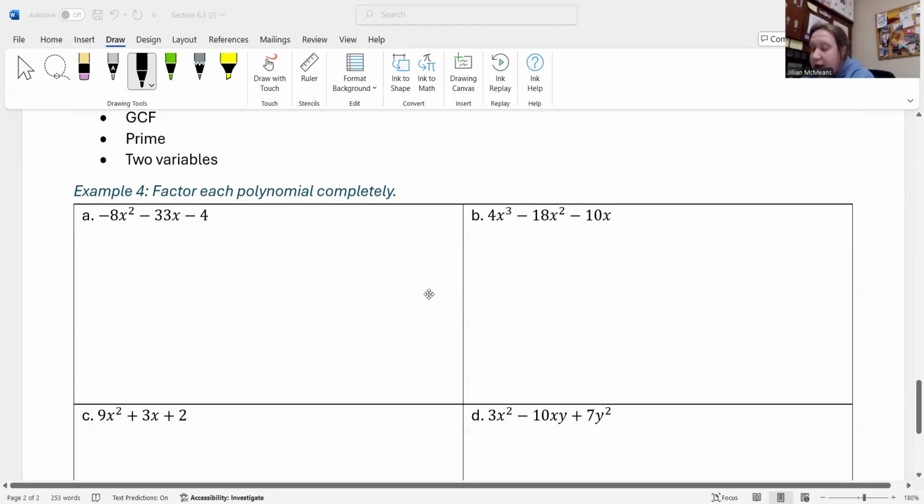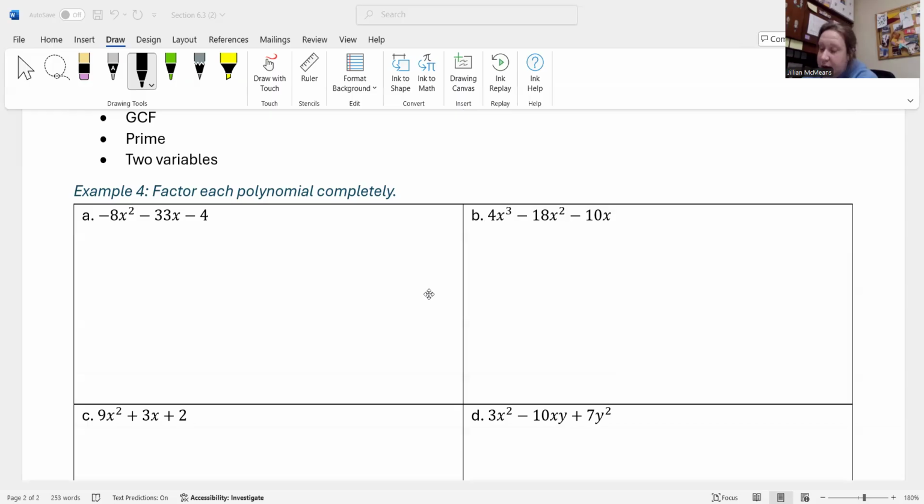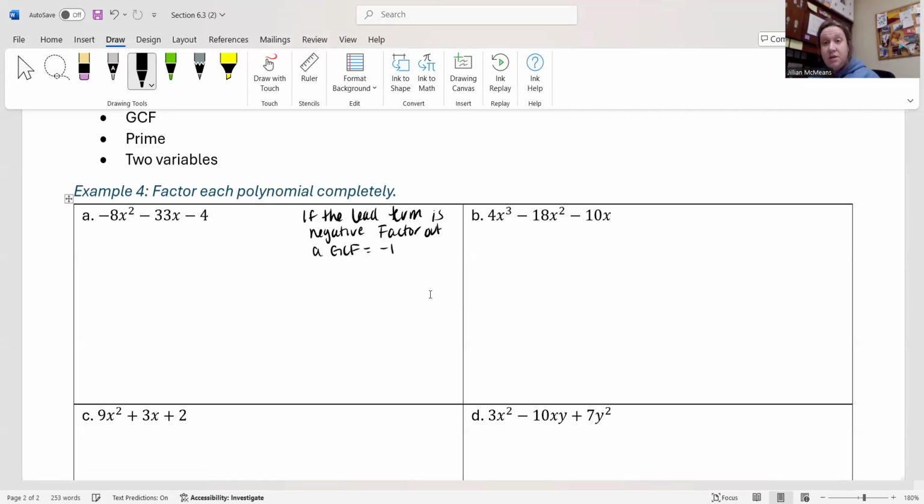So looking at part A, we have negative 8x squared minus 33x minus 4. What you need to remember is if the lead term is negative, factor out a GCF of -1. So if there is no GCF, but you do have that lead term that's negative, you have to factor out the -1. Otherwise, our factoring method just doesn't work quite right. So 8x squared, 33x, 4, they have no common factor, but we still need to factor out the -1. So I'm going to write this as -1 and then a set of parentheses.